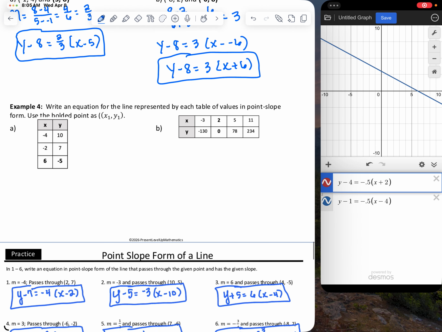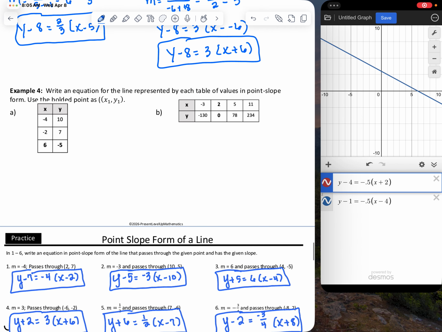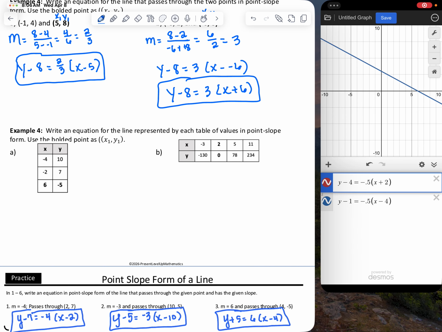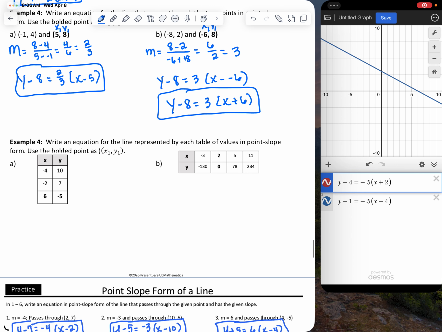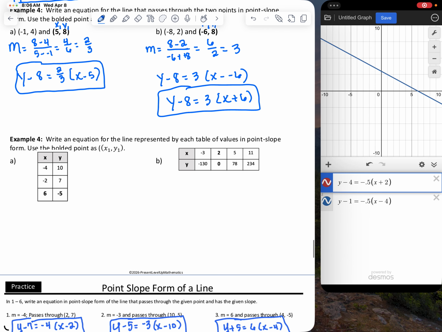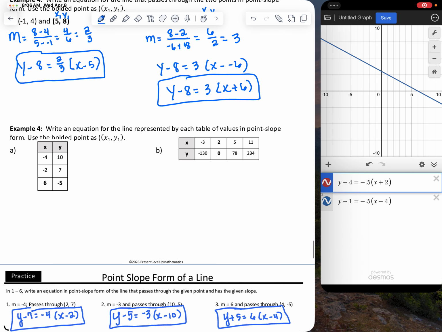All right, example 4. Write an equation for the line represented by each table of values in point slope form. Use the bolded point as x1, y1. So again, just like example 4, we need to get our slope before we can write our formula. So I'm going to choose 2 points. It doesn't matter which two. I'll use negative 2, 7 and 6, negative 5 to get my slope.